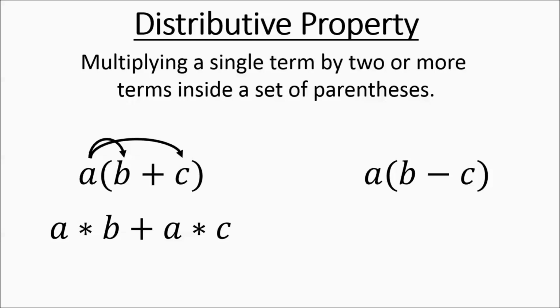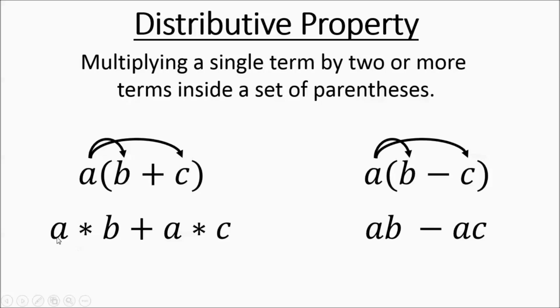Over here we have A times the difference of B and C, or A times the difference of B minus C. Here you're going to distribute the A to the B and get the A times B. Now you can write A times B as A right up against B. Now this one's a little bit different. Think of this as minus the A times C.